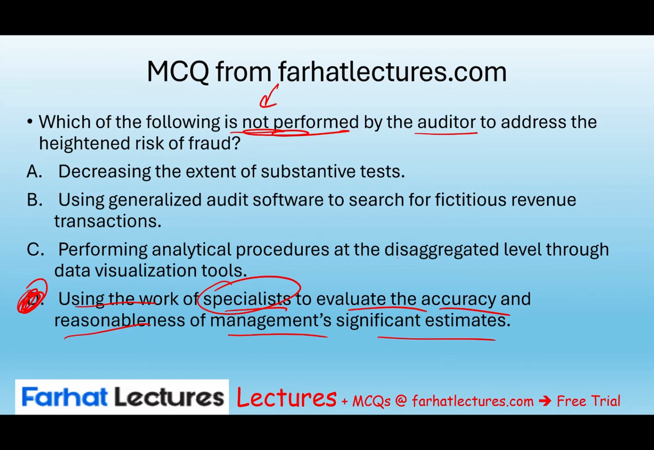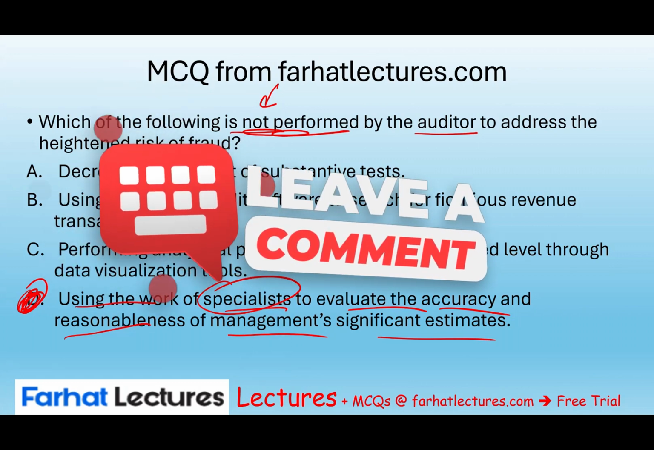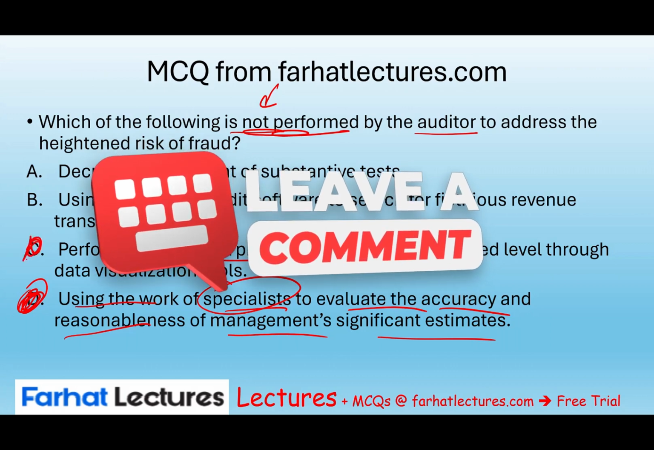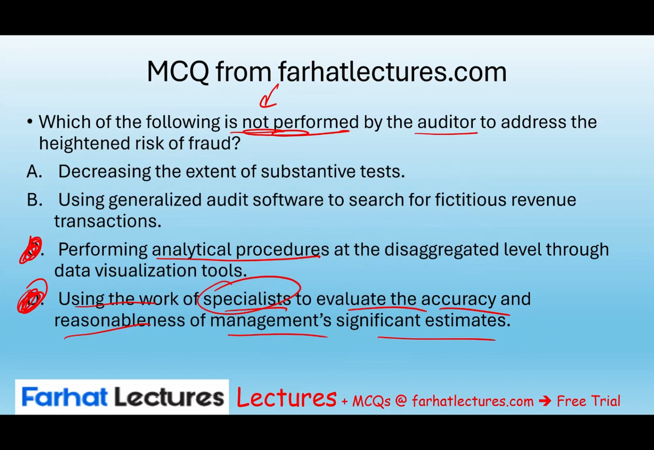C: Performing analytical procedures at the disaggregated level through a data visualization tool. Sure, why not? You would look at the data at a much smaller level to figure out what's happening at the low level. Maybe you'd look at the aggregate level too, but you will use analytical procedures. So this is performed, C is out. B: Using generalized audit software to source for fictitious revenue transactions. Will you do that? Yes, if you're suspecting fraud, you would look for fictitious revenues. For example, if somebody has a PO box or an address that is the same as someone who works for the company. So yes, you will do that.